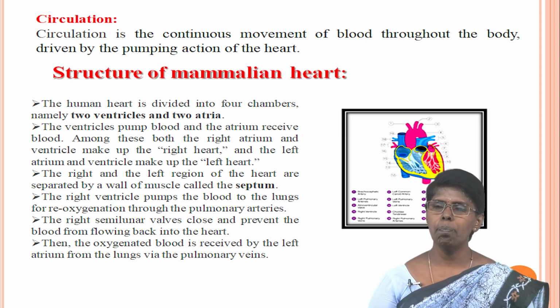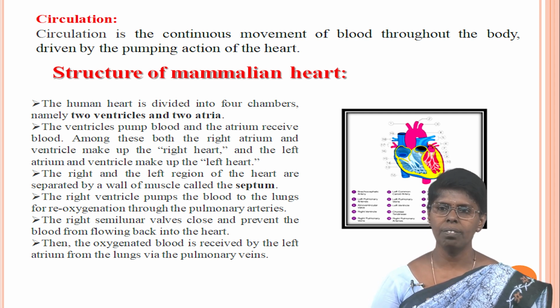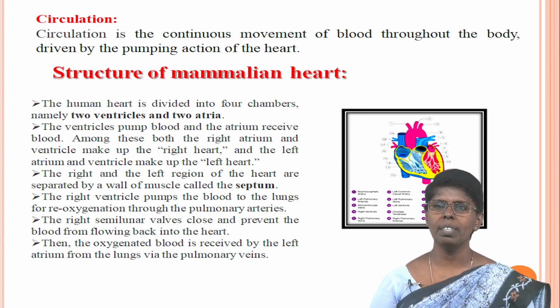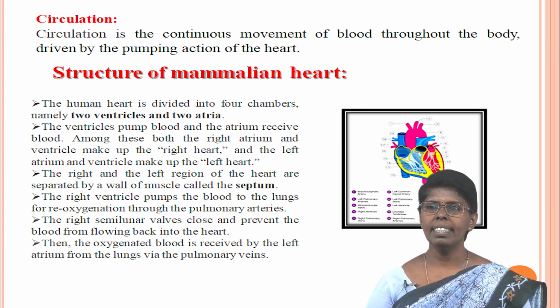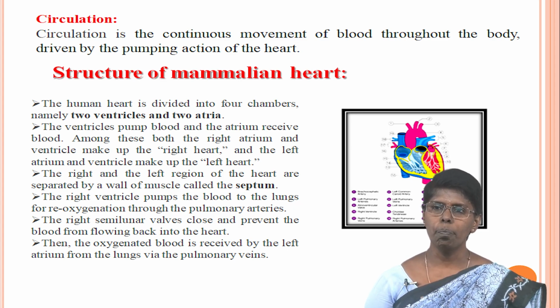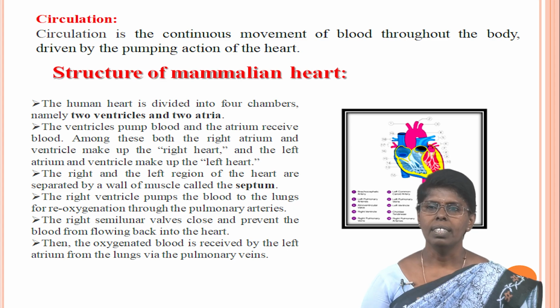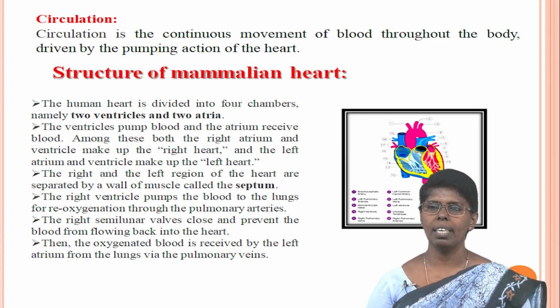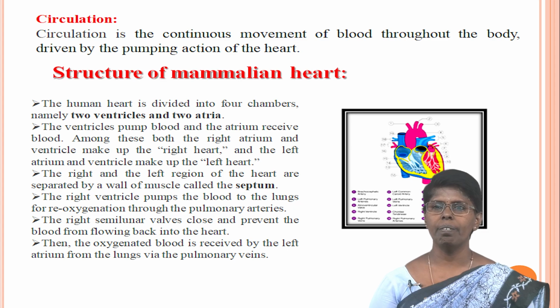The right ventricle pumps the blood to the lungs for reoxygenation through the pulmonary arteries. The right semilunar valves close and prevent the blood from flowing back into the heart. The oxygenated blood is received by the left auricle from the lungs through the pulmonary veins.